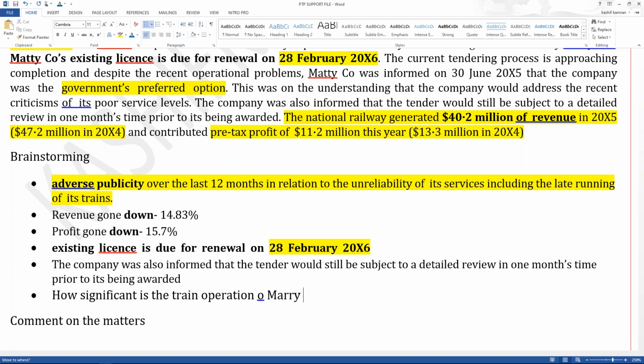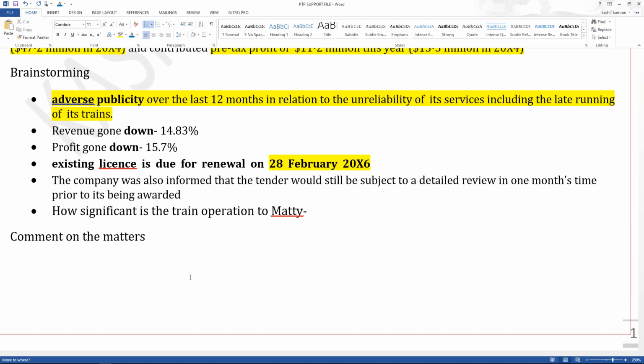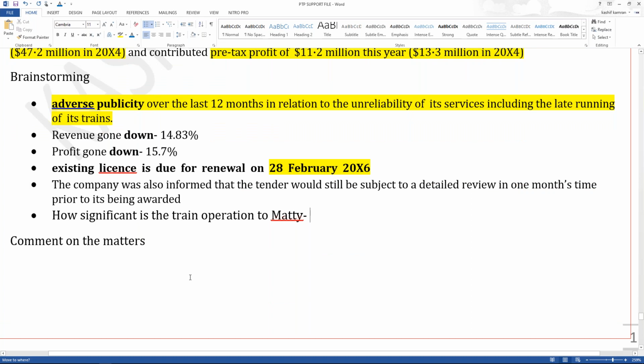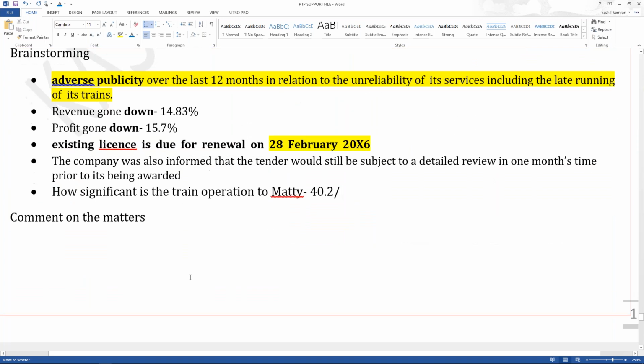To METI. Okay, one student is saying to METI. So we should divide 40.2 million, that is the revenue from the train, with the total revenue from the business, 60.1 million. So how significant is it? Almost like 67% of the total revenue.